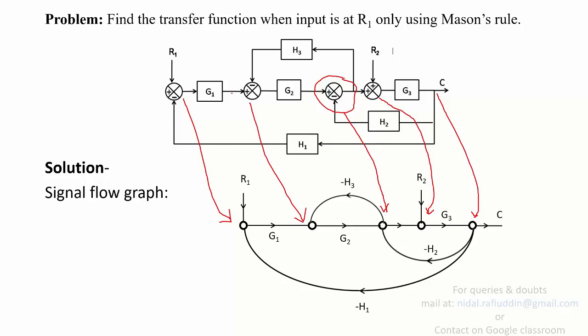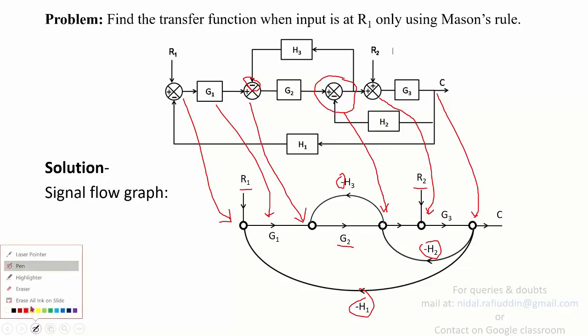So if we have G1, the transmittance G1 is assigned, then you have G2 here, then you have H3 with a negative feedback. So since there is a minus sign over here, that is why I have written here a minus H3. Likewise, you have H2 which is having a negative feedback, and that is why you have a minus sign, and again minus sign here. And then G3 and R2 and R1 are inputs. Now since you are required to find transfer function, which will be always between the one input and one output.